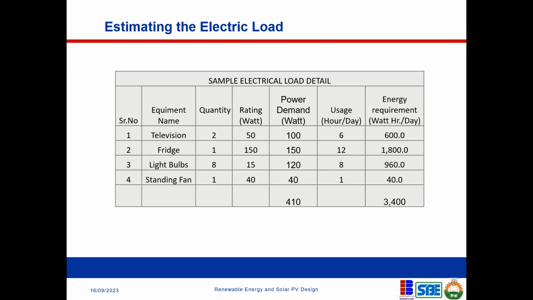So for the TV, the client estimates that he will be running the TV for 6 hours, the fridge will be running for 12 hours, the light bulb will be running for 8 hours, and then the standing fan will be running for just 1 hour. So if you multiply the rating, that's the wattage, the total power demand for each one of these equipment, with the usage hours, you will come up with the energy that it's going to draw for 1 day.